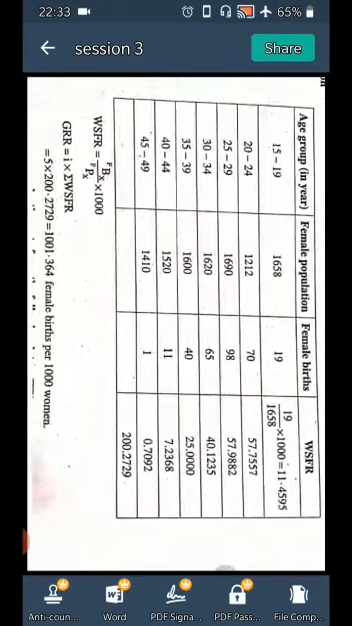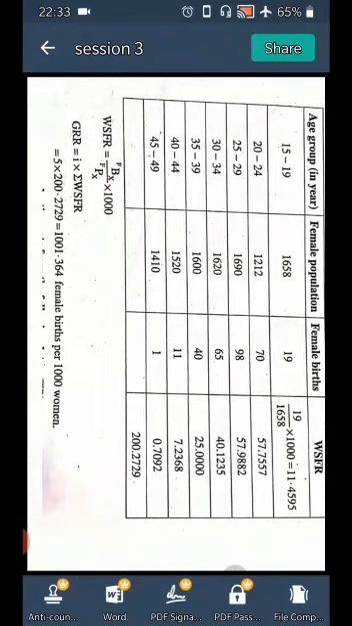The second one will be 57.755. Next one is 57.988, then comes 40.1235, so on. All these values are calculated. That is, the last column is WSFR. And then coming to the formula, GRR is equal to I into summation WSFR. So I here is the width, that is 15, 16, 17, 18, 19. This is an inclusive class interval, so the width is going to be 5. And summation means we are going to total the values we have calculated for WSFR.